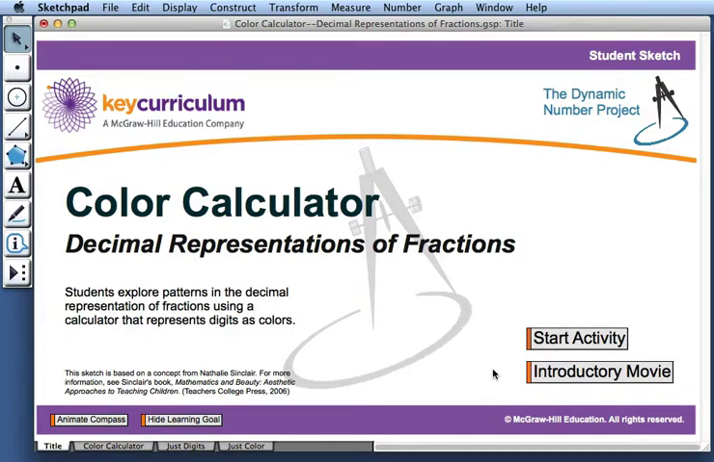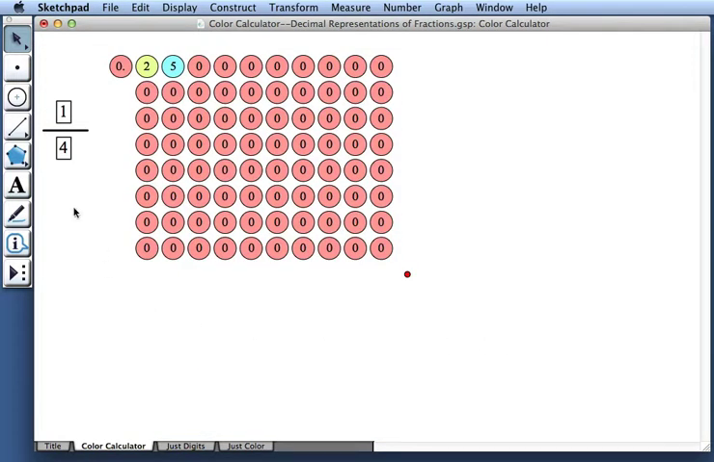This movie describes how to use the activity Color Calculator, Decimal Representations of Fractions. Here we have the fraction 1/4, and to its right we have its representation as a decimal. It's 25 hundredths. Notice that each digit has been assigned a unique color so that all zeros are red, the 2 is a shade of yellow, and 5 is blue.